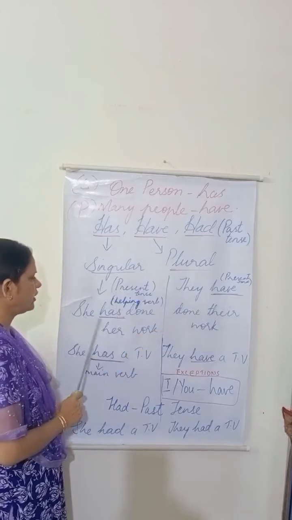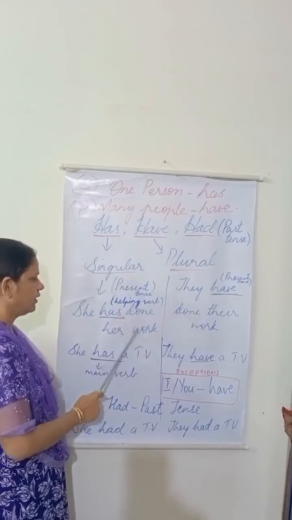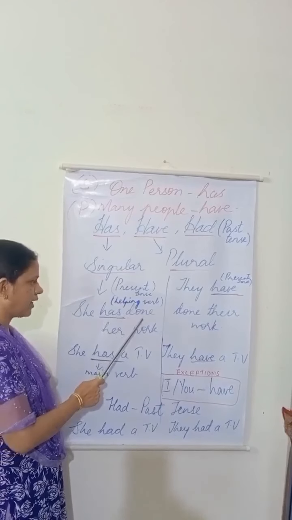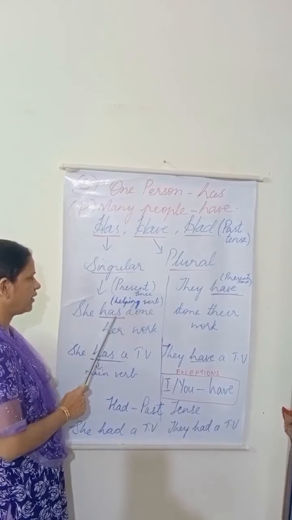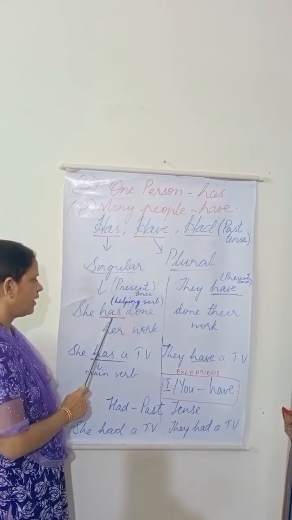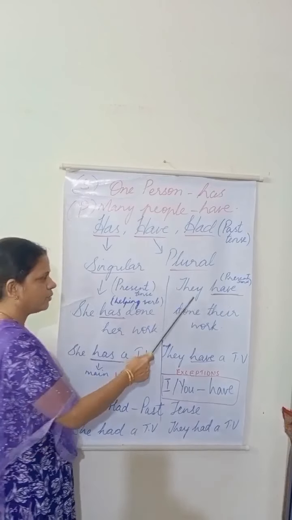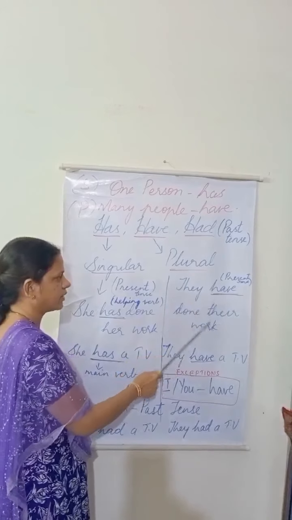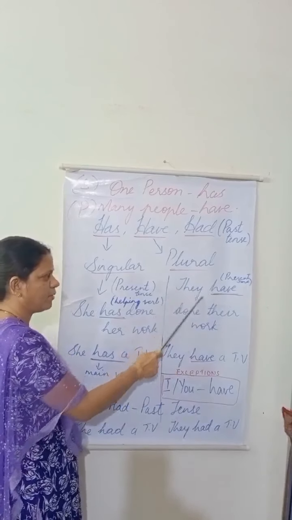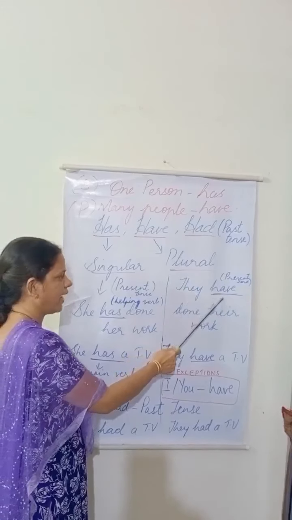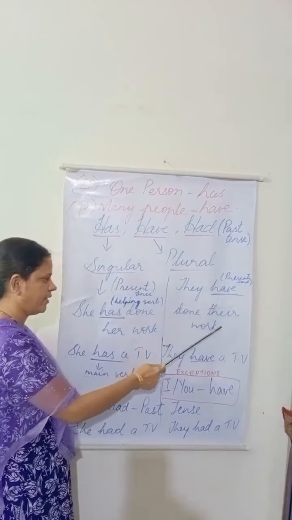You see here, she has done her work. Here has is the helping verb, and because done is there, that's the main verb, and you use it here as a helping verb, and this subject is only one person. Here you look, they have done their work. They indicates there are many people here. So when it is in the plural form, we say have. They have done their work.